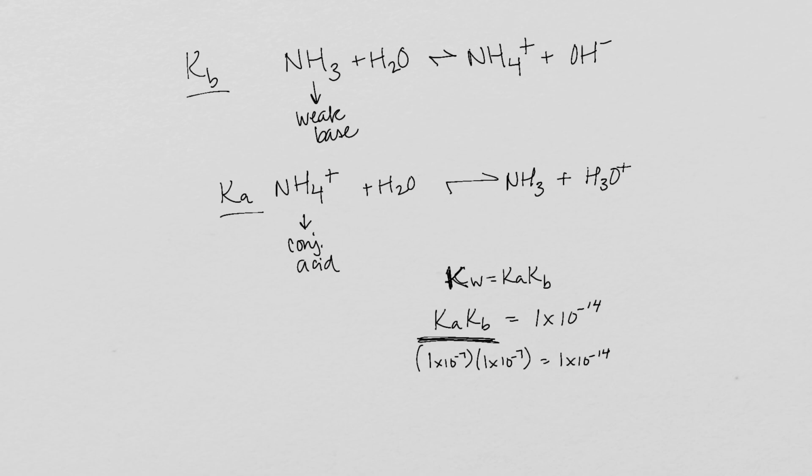But if it's something like ammonia and ammonium, you can just plug those K values in and it will equal this. So anytime you are given a Ka or a Kb, you can very easily solve for the other one by using this relationship. So if you keep these things in mind, it should be fairly easy to work through more of these problems with some polyprotic acids.